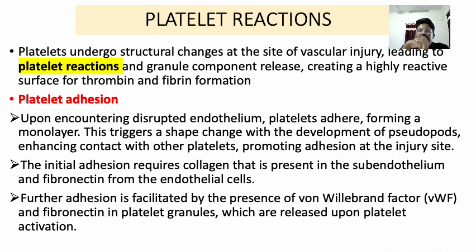This is because the endothelium usually has collagen that is concealed, not exposed. But when an injury happens, the endothelium gets disrupted. The subendothelium lies just below the endothelium, and when it is disrupted it opens up, and there will be exposure of collagen and exposure of fibronectin from the endothelial cells.